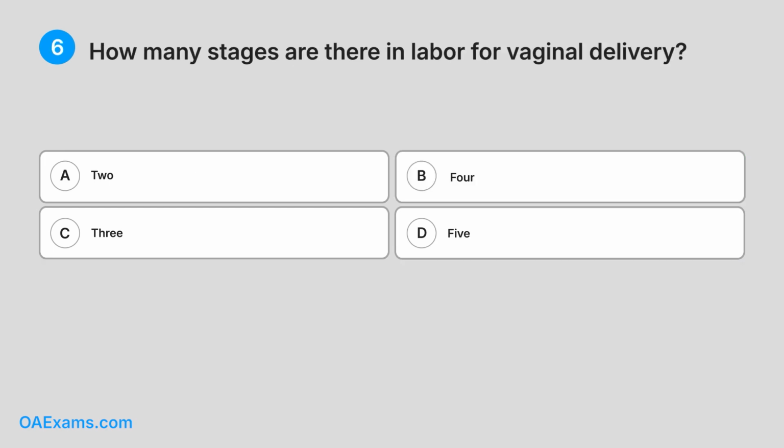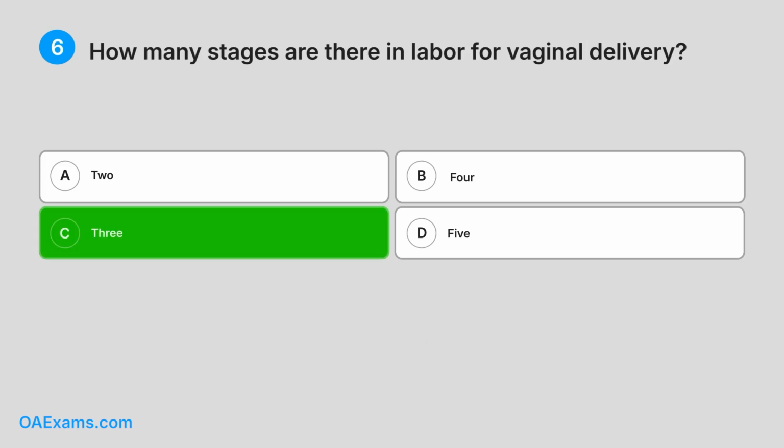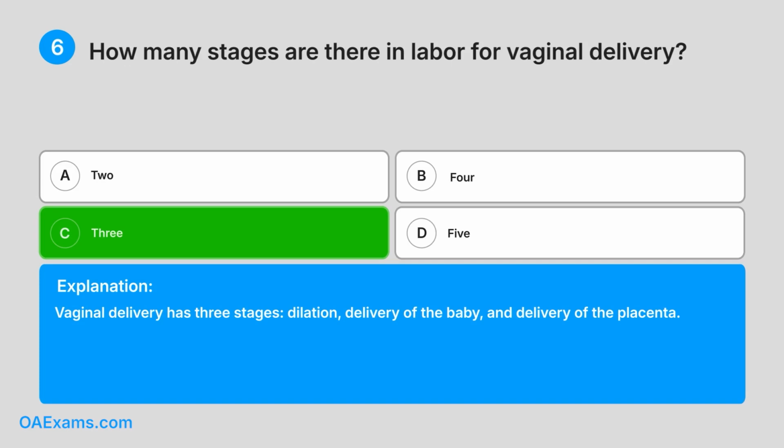6. How many stages are there in labor for vaginal delivery? A. 2. B. 4. C. 3. D. 5. Can you guess the answer? Correct answer: C. 3. Explanation: Vaginal delivery has 3 stages: dilation, delivery of the baby, and delivery of the placenta.